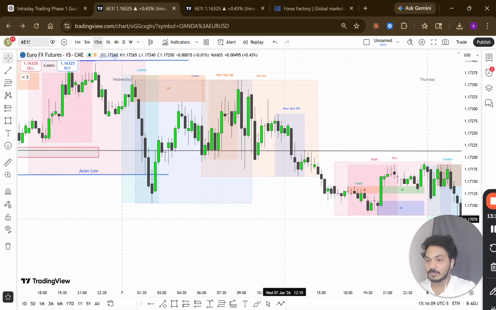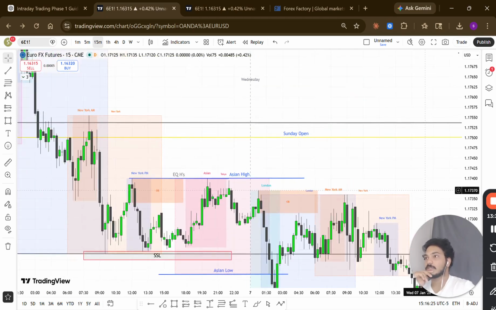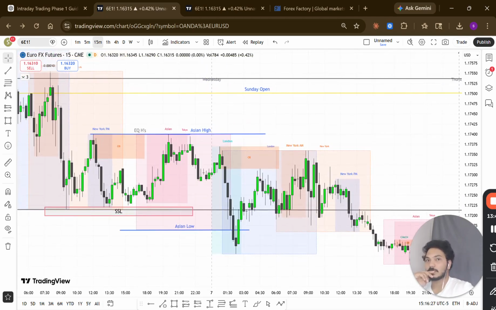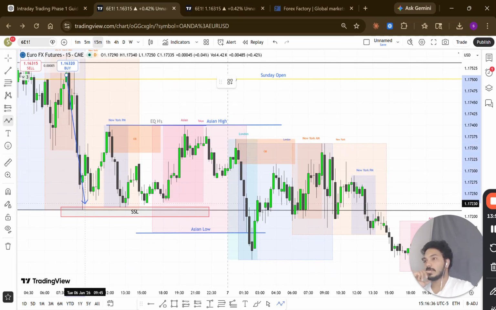I had written some notes on what all to cover, so I'm trying to refer to that. Don't forget about the market structure. Let us mark this: lower high, lower low, lower high, lower low.